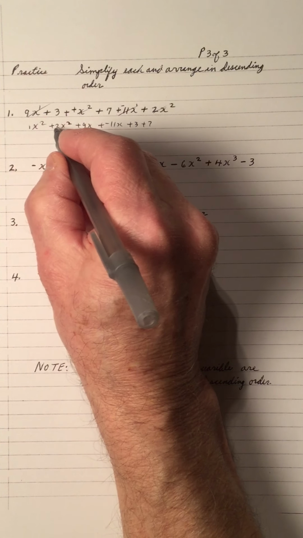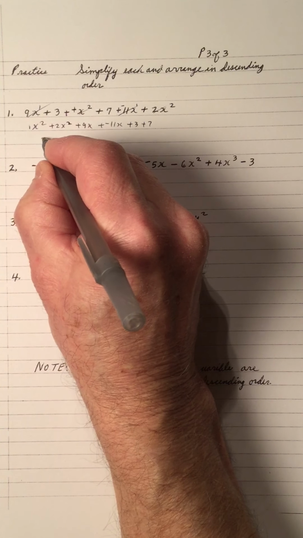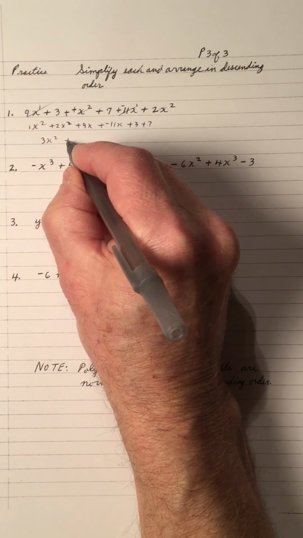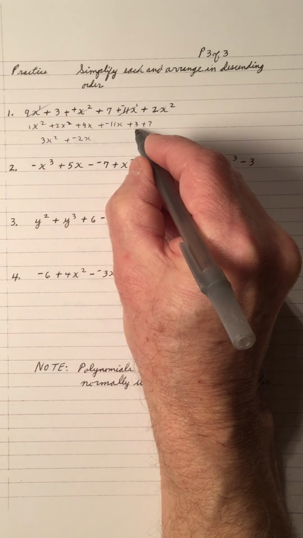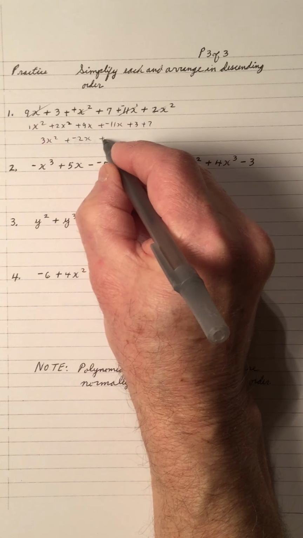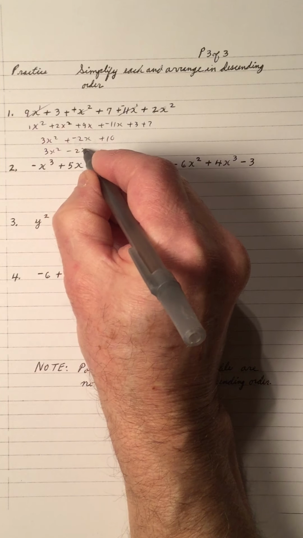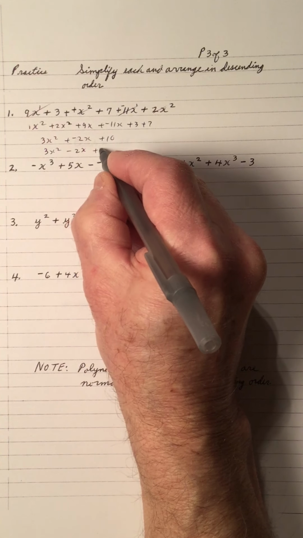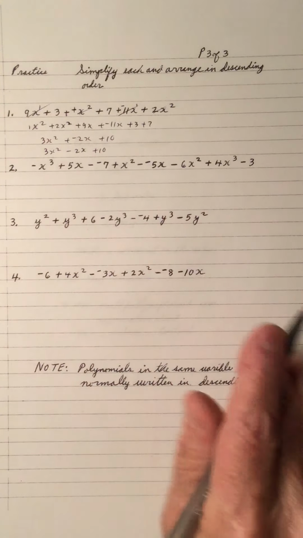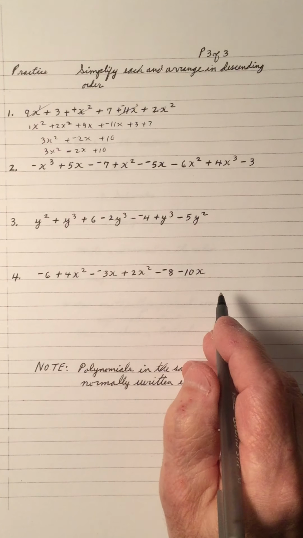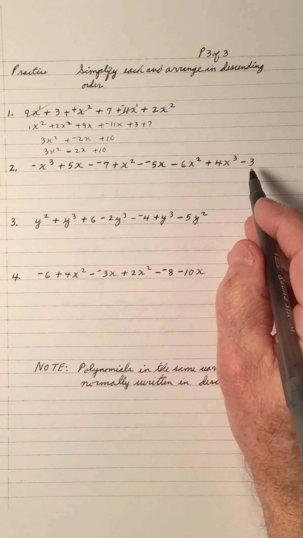So that's a 1, understood. So 1 plus 2 is 3. They're done. 9 add on negative 11 is negative 2x. And 3 plus 7 is 10. And if you want, you can leave off that plus a negative and just write subtract 2. That's subtract 2, the same as add on negative 2. Your choice.